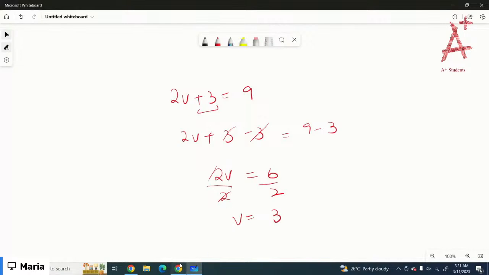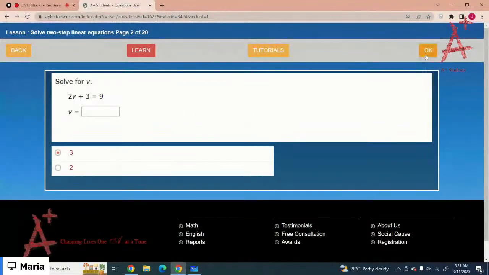So the correct option is v equals 3. Just select the correct option and click on the OK button.